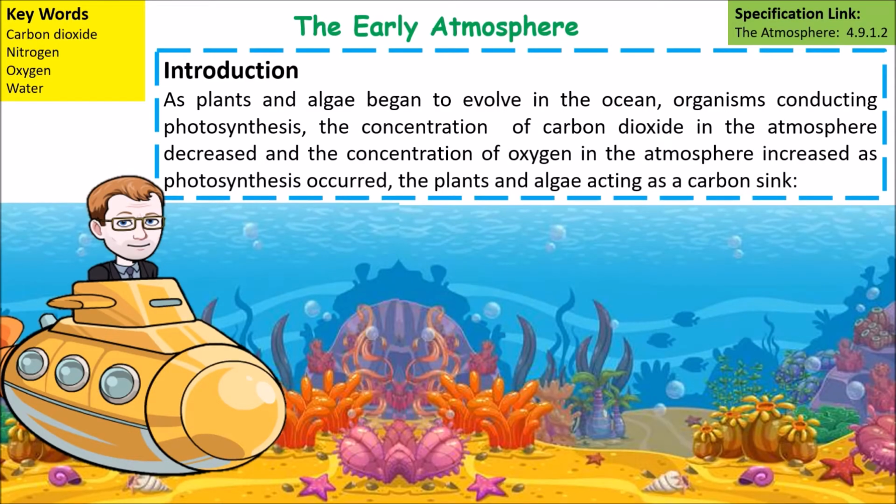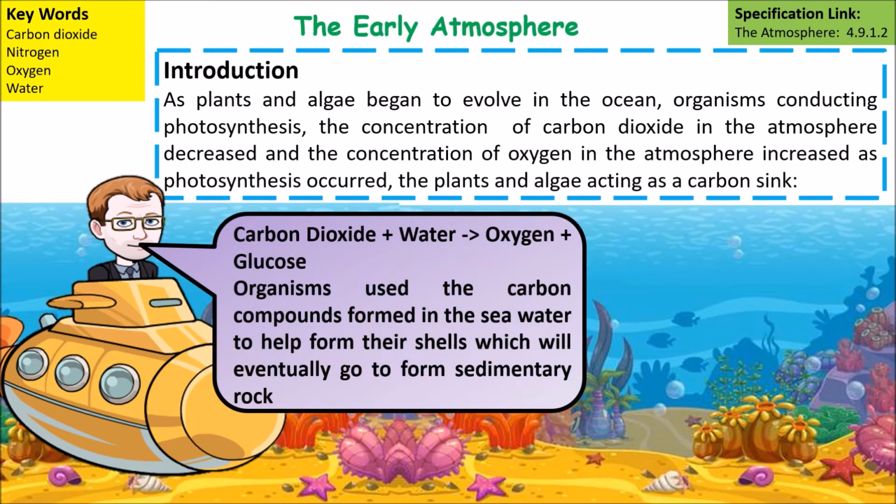As plants and algae began to evolve in the ocean, these organisms started to conduct photosynthesis, so the concentration of carbon dioxide in the atmosphere decreased and the concentration of oxygen in the atmosphere increased. So the plants and algae were acting as a carbon sink. Remember that the reaction that they would carry out would be carbon dioxide reacting with water, and that would make oxygen and glucose.